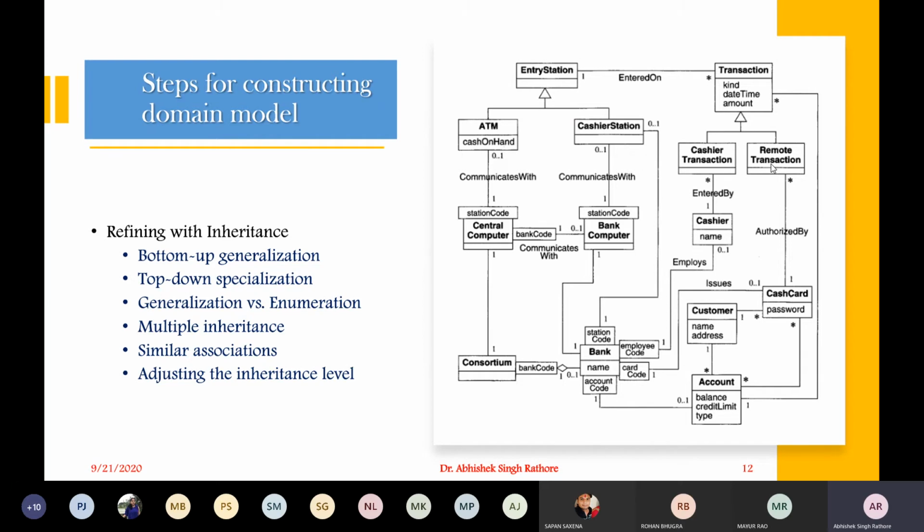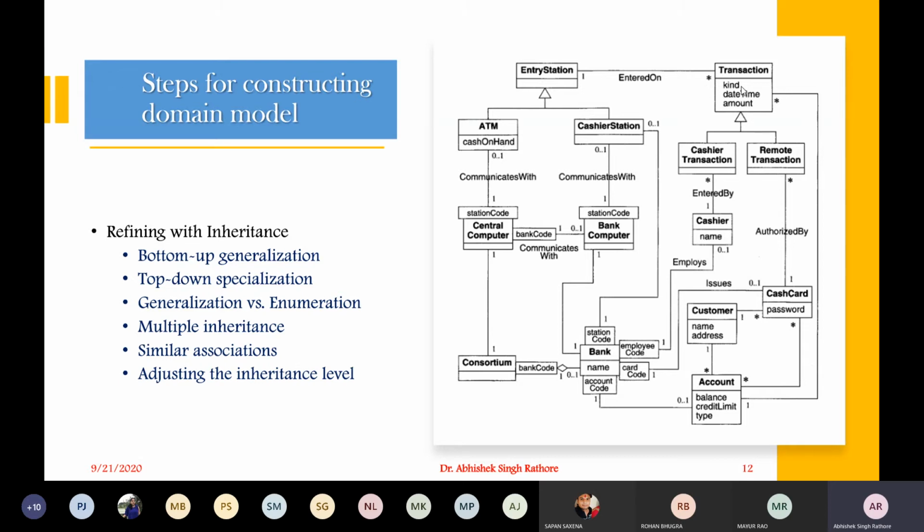So what can I do is go for a bottom up generalization, and then we can identify the similar types of attributes and properties. These properties and attributes can be put in a superclass, and then this can achieve a specialized way for these classes. So this is where we have the bottom up approach. In bottom up, we have cashier transaction and remote transaction, so we can make a superclass, and this superclass shares its attributes and properties with the cashier transaction and the remote transaction.